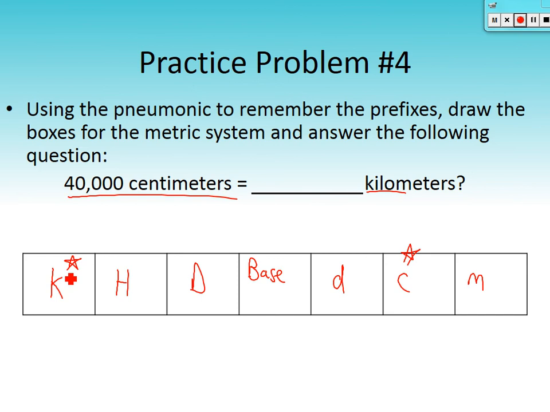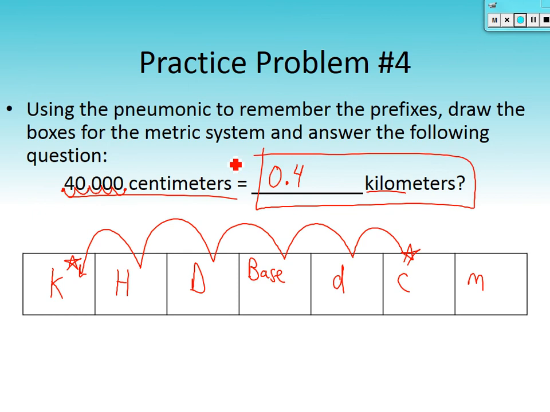So if we're starting over here in the centibox, we need to go 1, 2, 3, 4, 5 boxes to the left. That means we move the decimal 5 times to the left. In 40,000, the understood decimal place is right here. So let's move it 5 boxes, or 5 decimal places to the left. 1, 2, 3, 4, 5. And so when we put the decimal right there, that becomes 0.4 kilometers. All right, hopefully you got that right, and you're seeing how easy it is with the metric system.